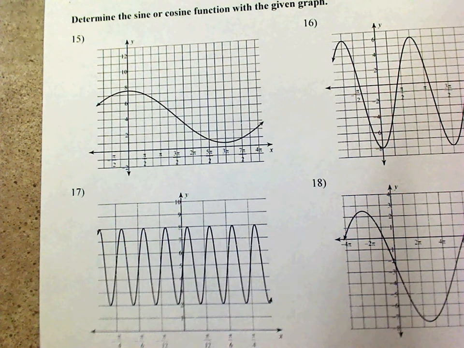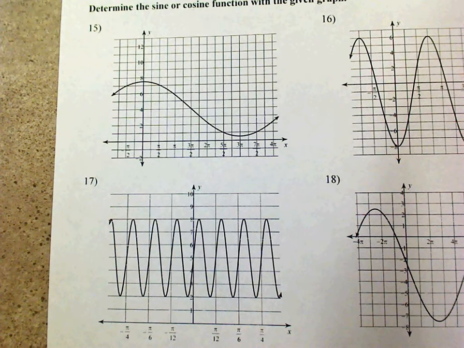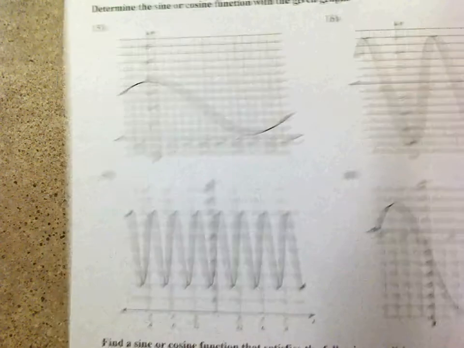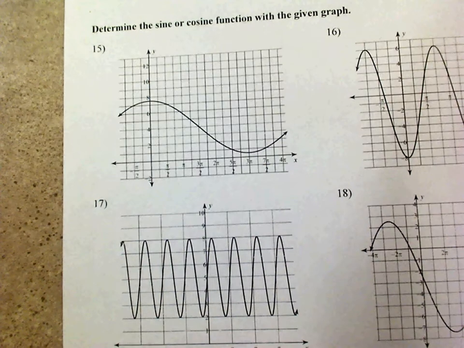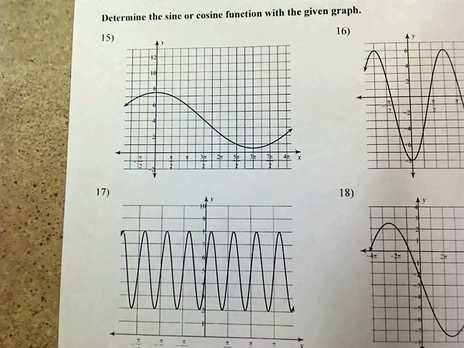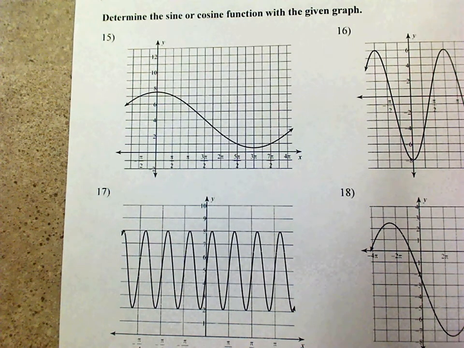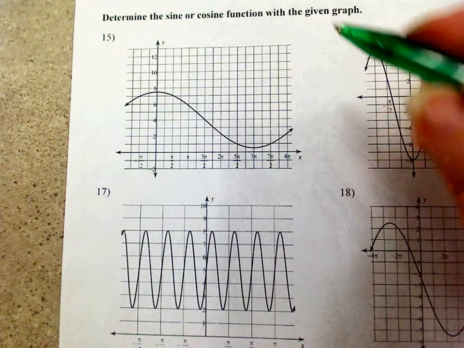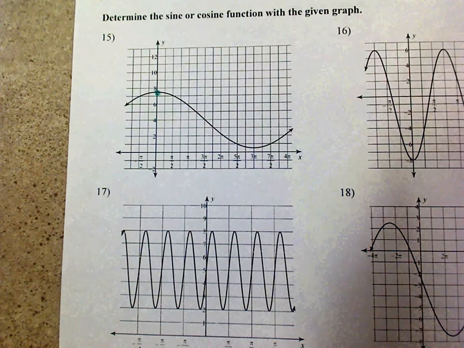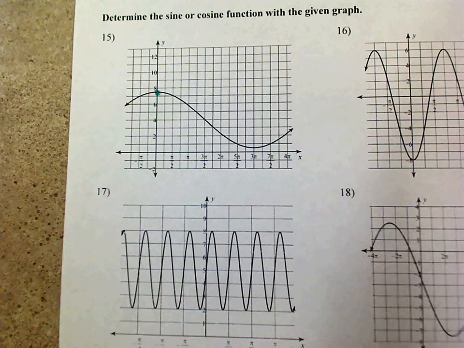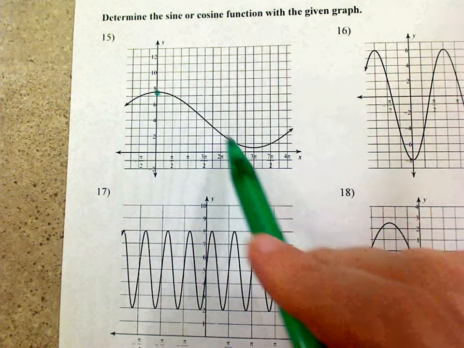On number 15, and number 15's numbers 15 through 18, it says determine the sine or cosine function with a given graph. Okay. Piece of advice. The first thing I do when I'm trying to figure these out is go ahead and graph or plot the point where it starts on the y-axis. And the fact that it starts up here, goes down, and then comes up makes me believe that that is my maximum. Just halfway between 7 and 8, so I'm going to go 7.5.